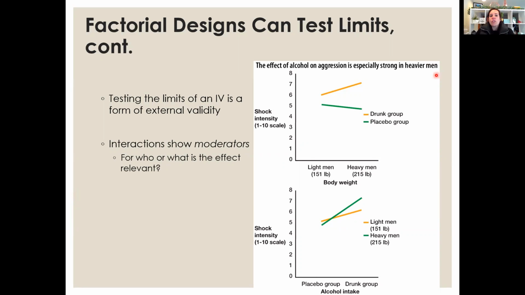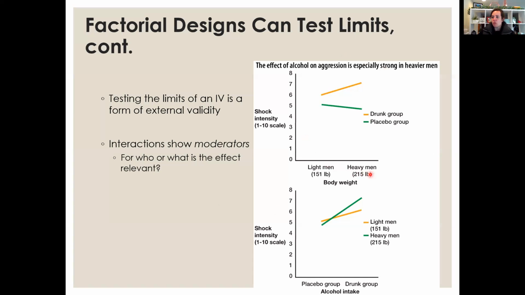All right. You can test the limits when you're doing factorial designs. And one of the ways is to do that with an independent variable, to test the limits of an independent variable as a form of external validity. So again, with the alcohol and aggression study, you could add on to that study, right? What if they wondered if the effects of alcohol on aggression really depended on body weight? Because this is a study back in 2010. They randomly assigned men to a drunk group and a placebo group, and then they measured their aggression through the shock intensity during the shock game we described earlier, okay?